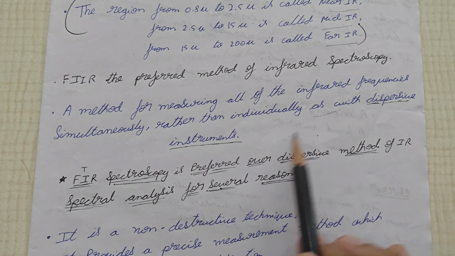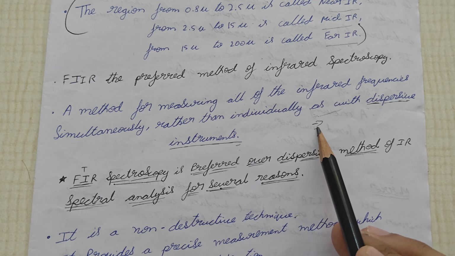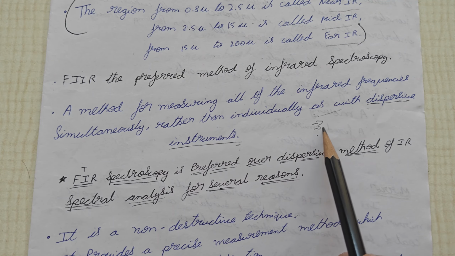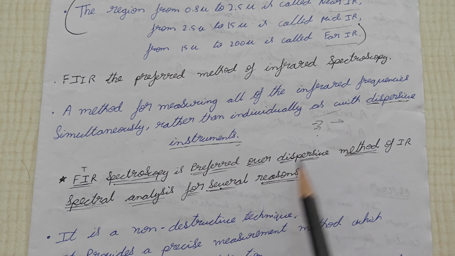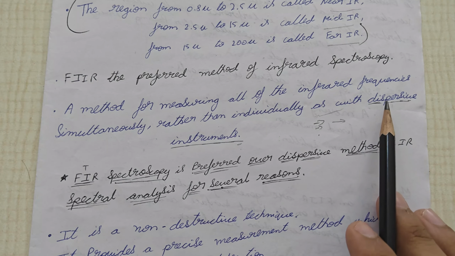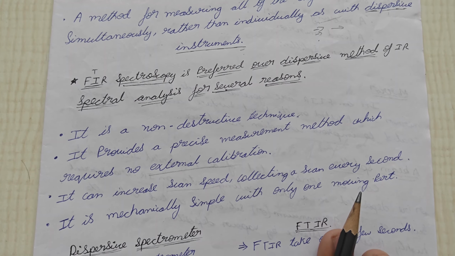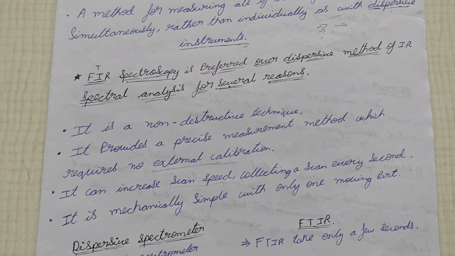In a dispersive instrument, we select a particular wavelength and record it, then the next wavelength. In Fourier transform infrared, we are recording all the infrared frequencies simultaneously. This is the difference between the dispersive instrument and the FTIR instrument. In many question papers they ask why it is important and how it is different, so we'll just give the importance of it.